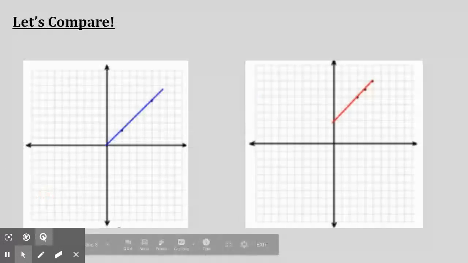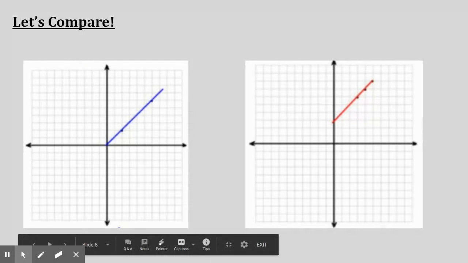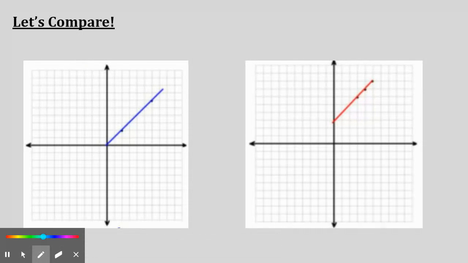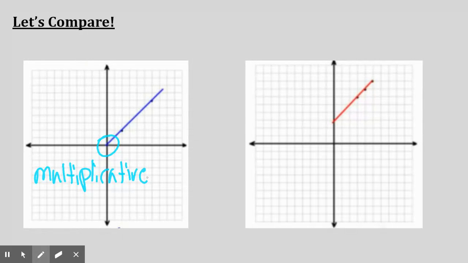Now, I'm going to expect you to know how to identify the relationship based on just the graph alone. So looking at this graph here, it starts at the origin, therefore this is a multiplicative relationship. This graph, the second graph, starts on the y-axis, therefore this is an additive relationship.